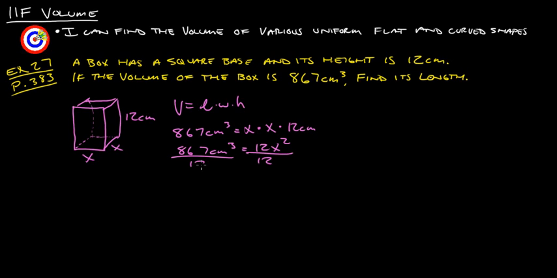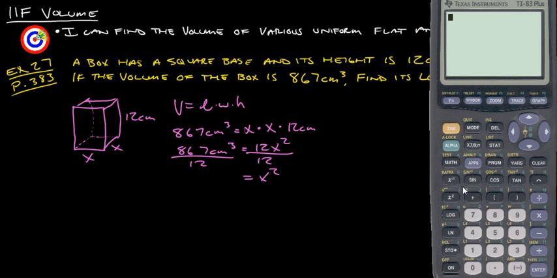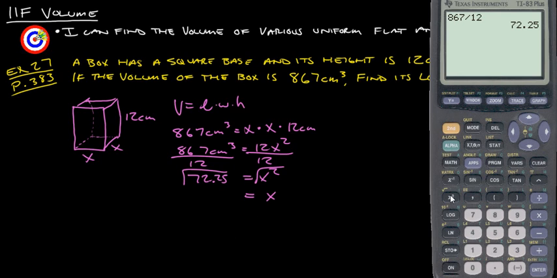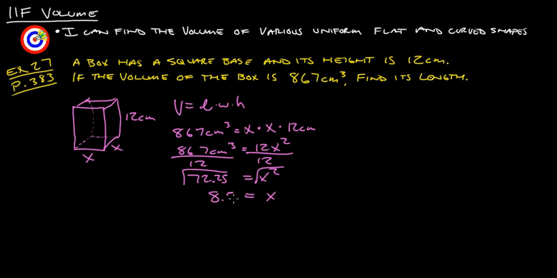Divide both sides by 12 and we get x squared equals 867 divided by 12, which is 72.25, right? And then we've got to square root both sides to find out what x would be. So we square root our answer and get 8.5. Okay, so find its length. The length and the width are both 8.5 centimeters.